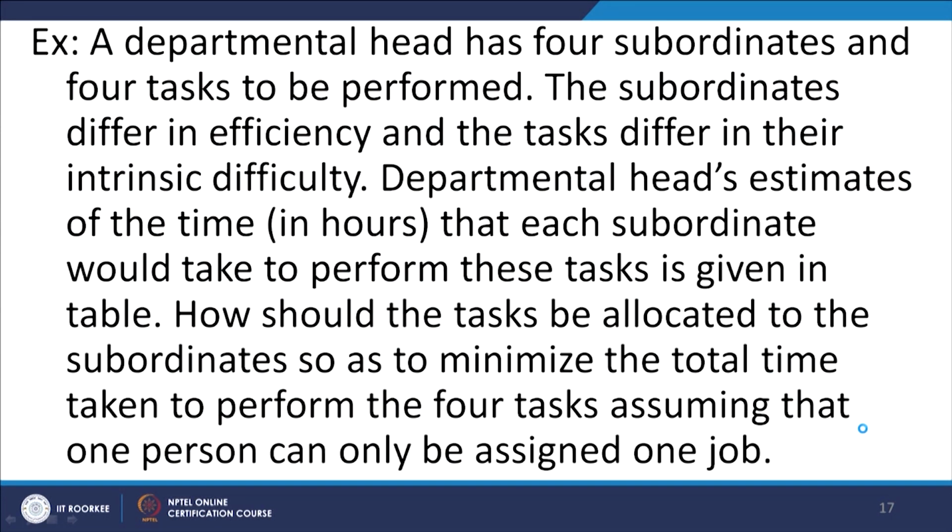So, with this I have an exercise for you. A departmental head has 4 subordinates and 4 tasks to be performed. The subordinates differ in efficiency and the tasks differ in their difficulty. The departmental head's estimates of the time in hours that each subordinate would take to perform these tasks are given in the table. How should the tasks be allocated to the subordinates so as to minimize the total time taken to perform the 4 tasks, assuming that one person can only be assigned one job?